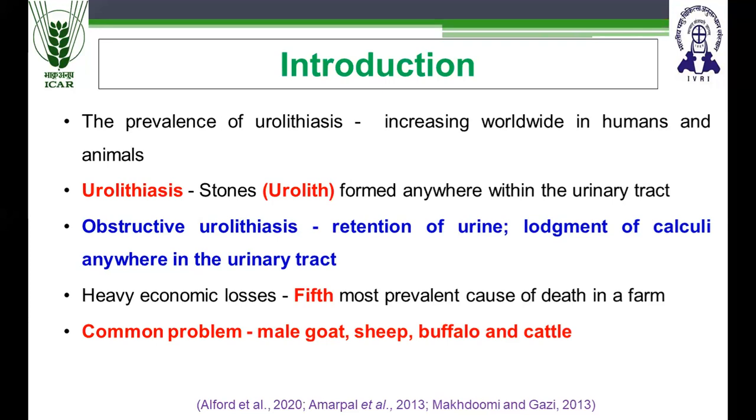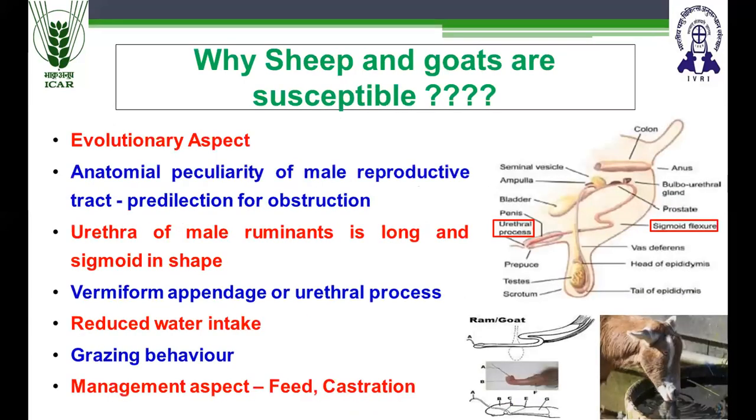And it is a very emergency condition as far as the animal is concerned. It causes heavy economic losses to the livestock industry, and it is considered the fifth most common cause of death in a farm. So this particular condition is a common problem, especially in male goat, sheep, buffalo, and cattle, as reported by the authors. So what is the peculiarity?